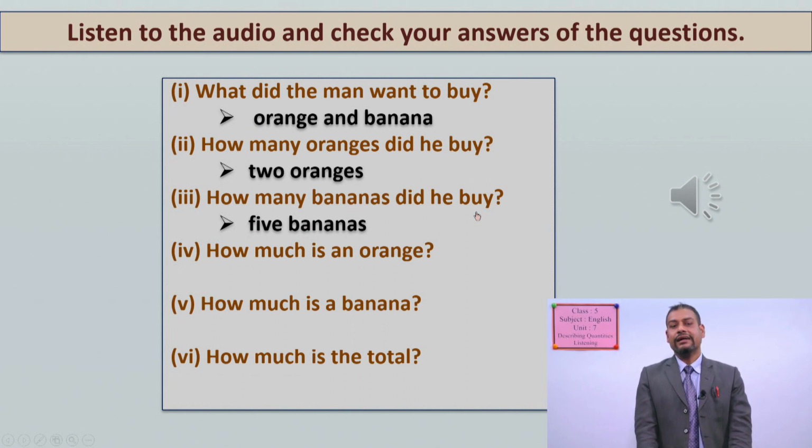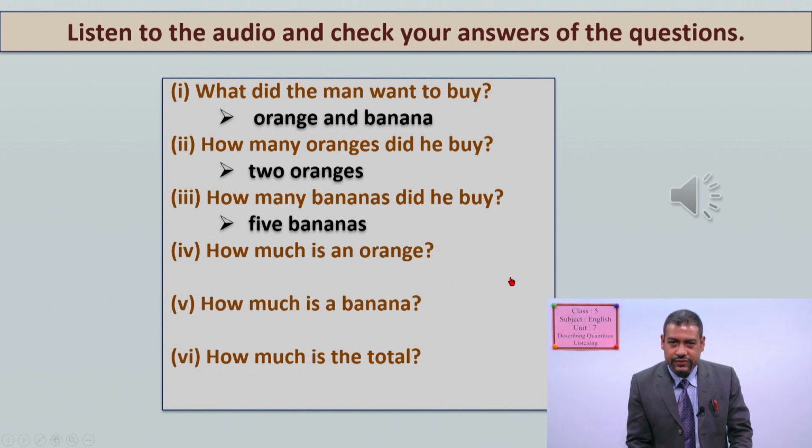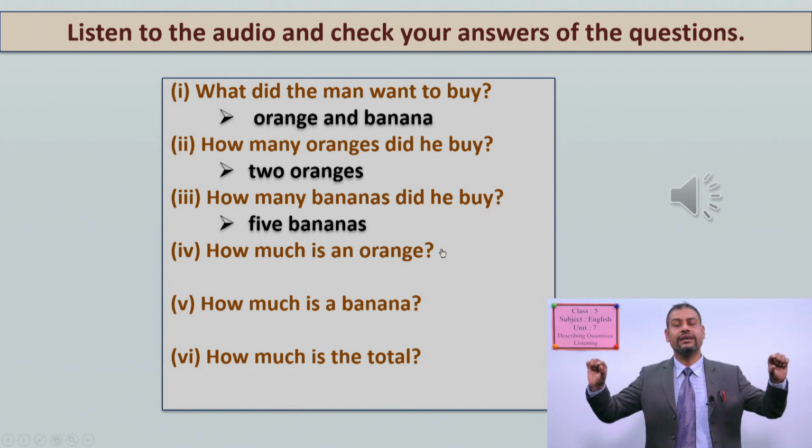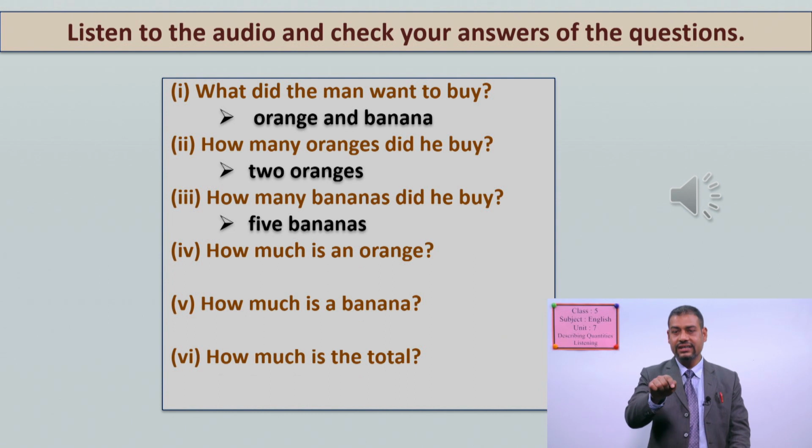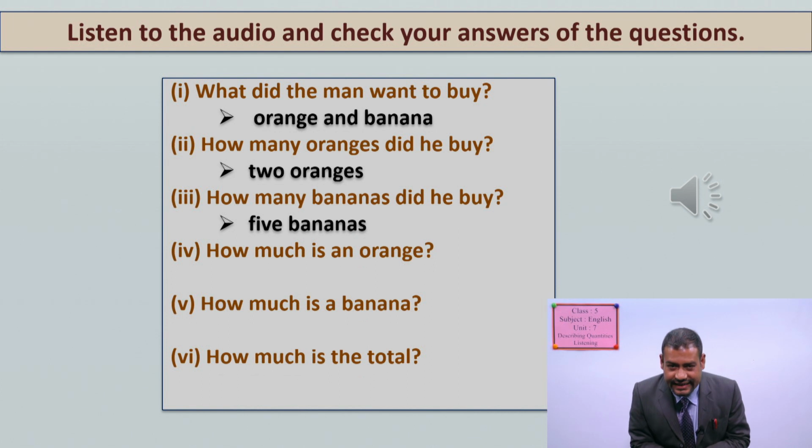Okay. Likewise, question number 4. What is question number 4? Please read once again. Yes, the question is, how much is an orange? See, you have to find out the price of each orange. For one orange, how much money the customer has to pay? I think you might have got a clear answer of this question. That is how much?